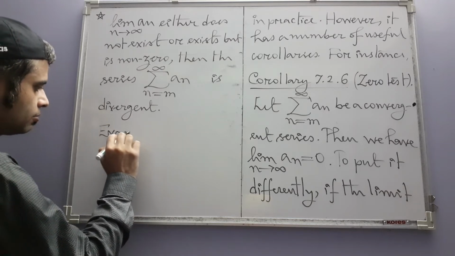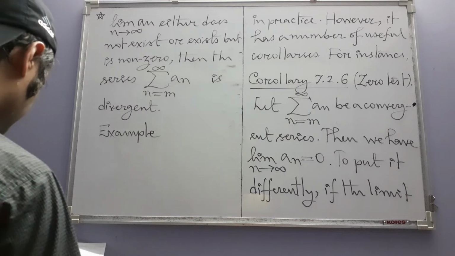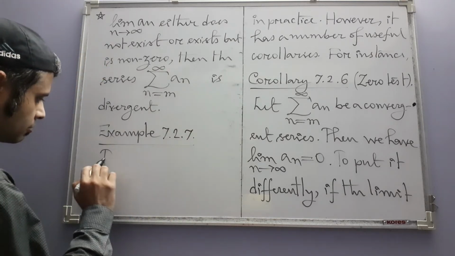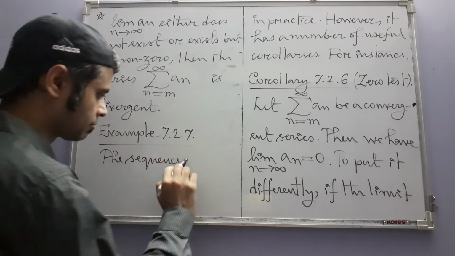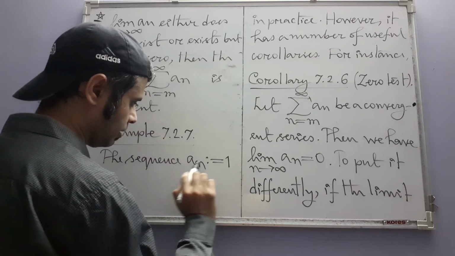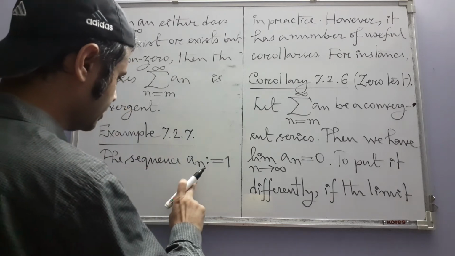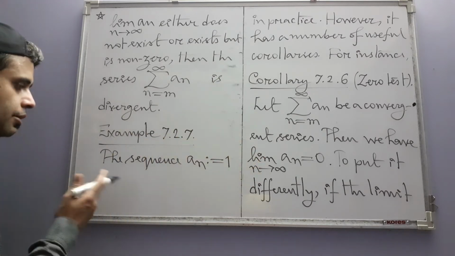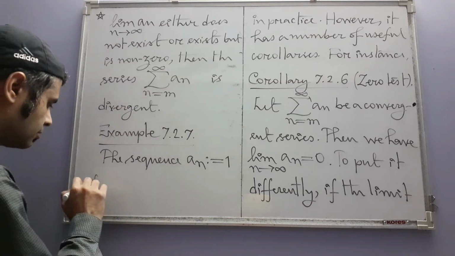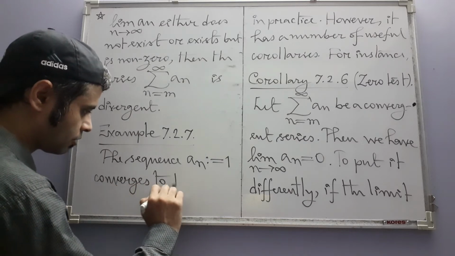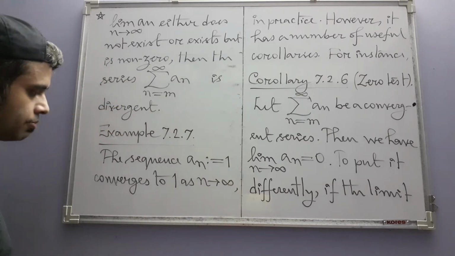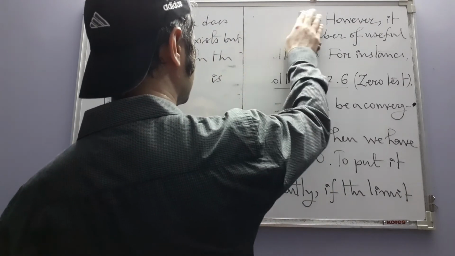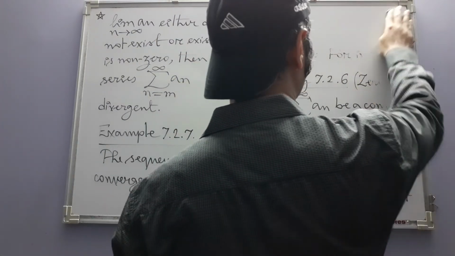Next, to illustrate these things, we have this next example. The sequence a_n, where n varies from m to infinity, where in place of m you can take any integer, whose all the terms in the sequence is 1. So it's a constant sequence 1, 1, 1, 1 and so on. We know that this sequence converges to 1. Since the sequence converges to 1 as n approaches infinity, the corresponding series will be divergent because this limit is not 0, it is 1.